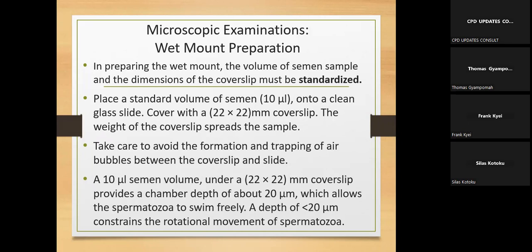So with the 22, once you put it on a slide, you are left with 3 on the 25. So if you put a cover slip there, you see that there's a small space at each side, about 1.5 and 1.5 each. So if, let's say, you prepare a suspension that is too much, you can mop it up.